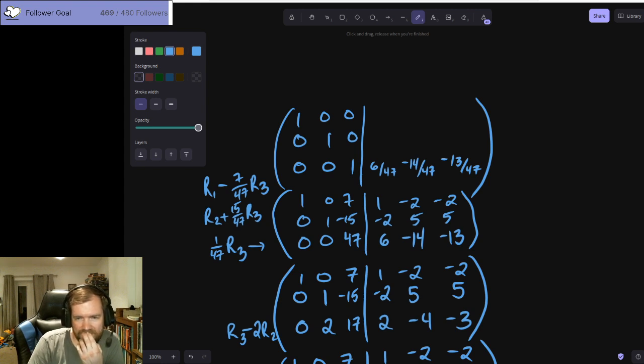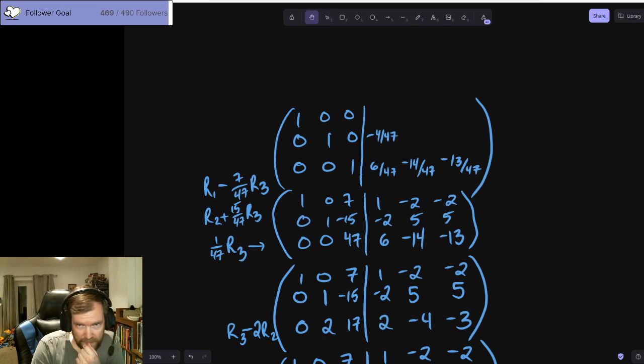So. Row 2. So we get a negative 2 plus 90 47ths. This is going to be a negative 94 plus 90 is going to be a negative 4 47ths.